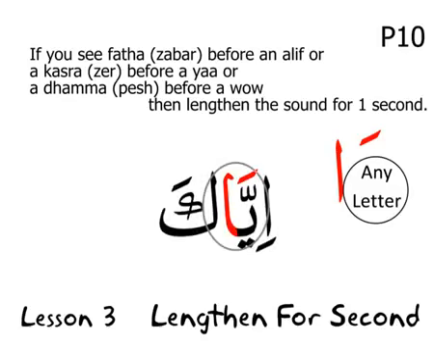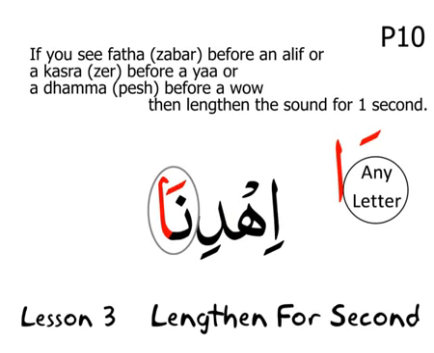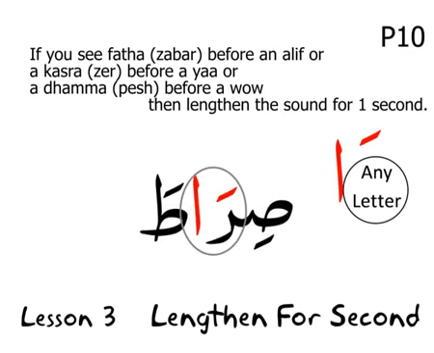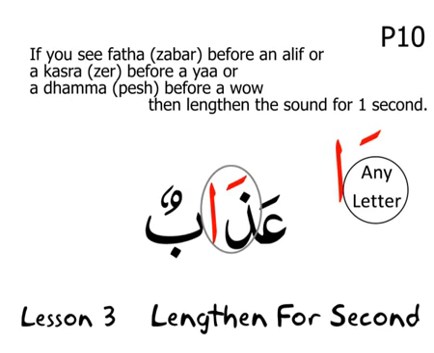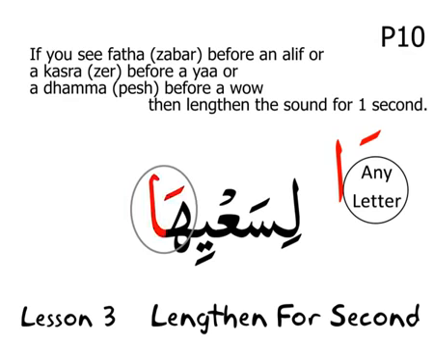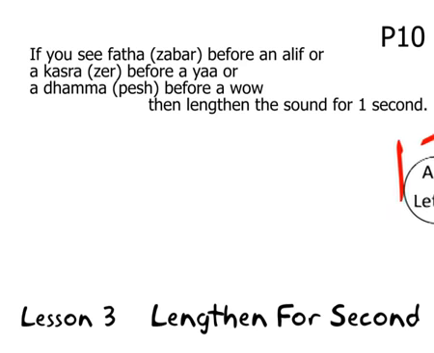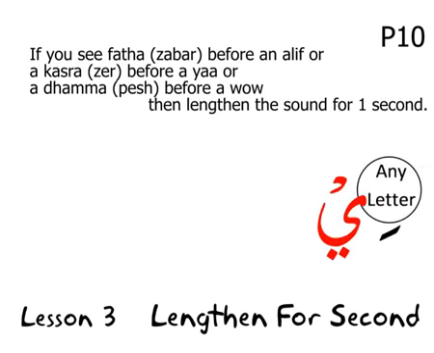Iyaka. So look at the ya, there's a alif with it and a zabar on top of it, okay? Fatha on top. So therefore it's lengthened for a second. Ihdina. Now all the circled examples you can see now, that's what we're going to be focusing on, okay? Sirata, adhabun, bihima, qala, lisa'yiha, fiha.